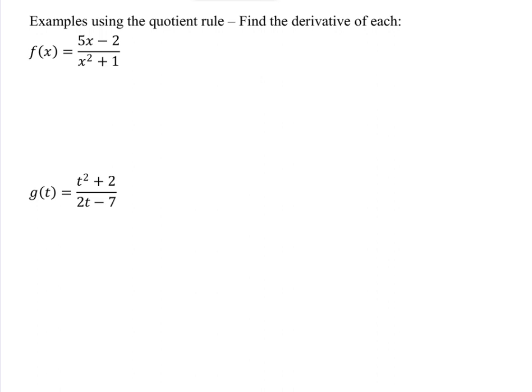So our first example, f of x equals 5x minus 2 divided by x squared plus 1. This is clearly a rational function where we have a function divided by a function, okay? So we're going to call the numerator f and we're going to call the denominator g. That means I'm going to use the quotient rule. I have 2 functions being divided. The quotient rule, again, is f prime g minus g prime f, all divided by g squared.